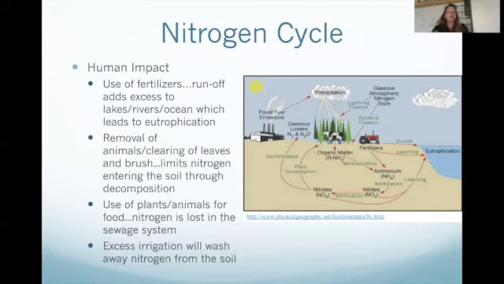Use of plants or animals for food. We lose the nitrogen in the sewage system. Every time you pee, you release nitrogen. And excess irrigation will wash it away from the soil into our bodies of water.